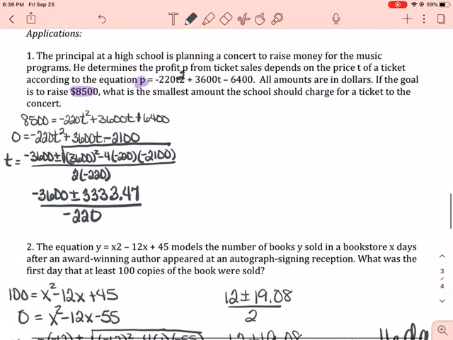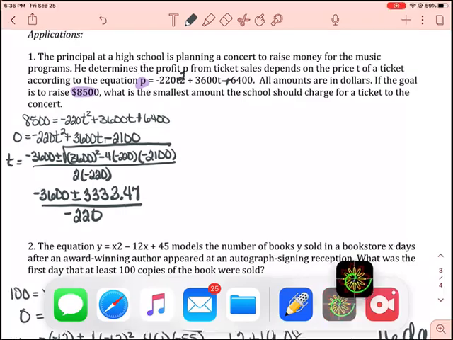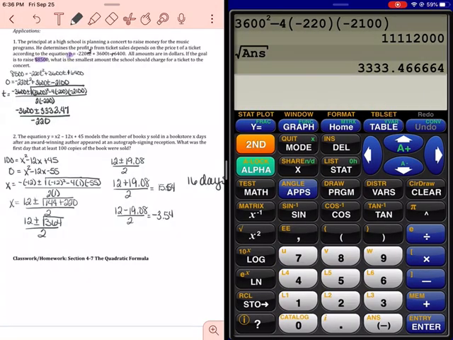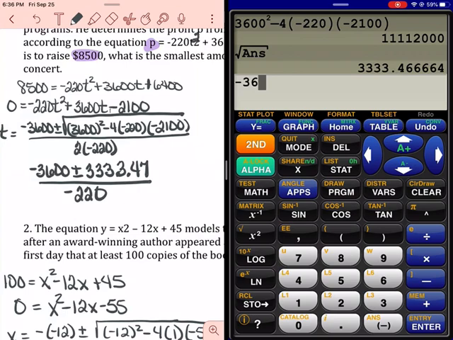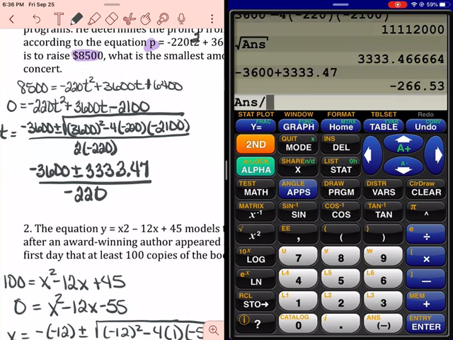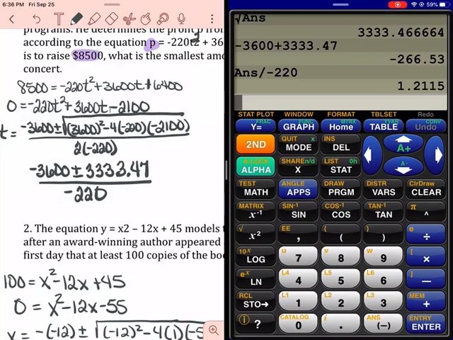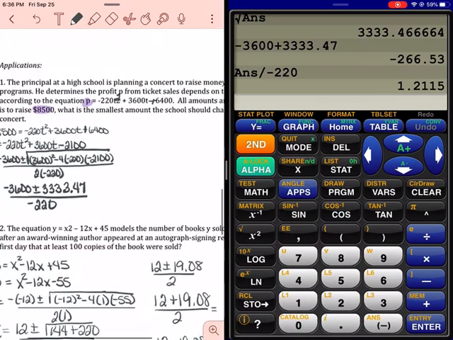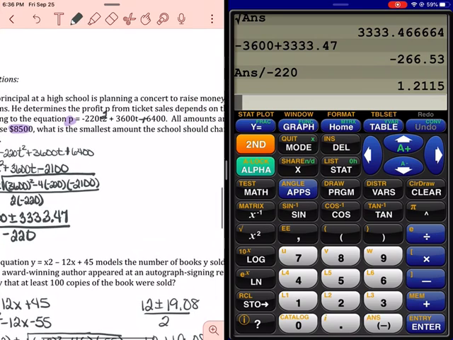All right, so let's see if I still need to do that on the calculator. So we're going to make that a positive. All right, let's see what happens. All right, because I messed up. So what else is new, right? Negative 3600 plus 3333.47, boom, divided by negative 220. What's the smallest amount the school should charge? $1.21.